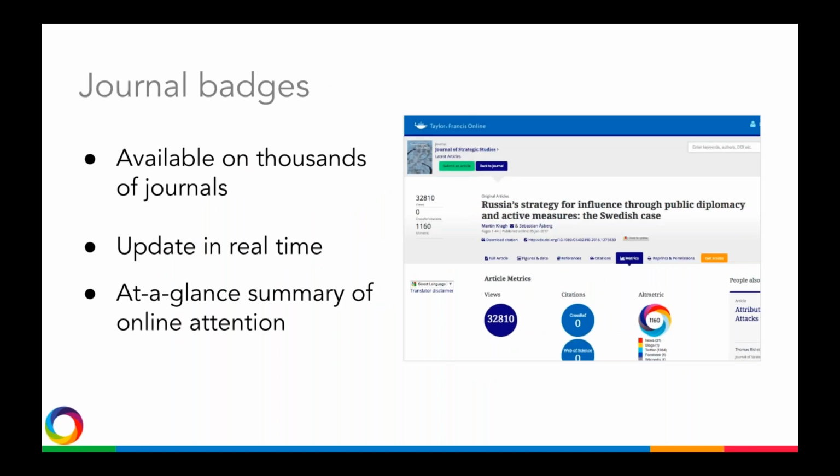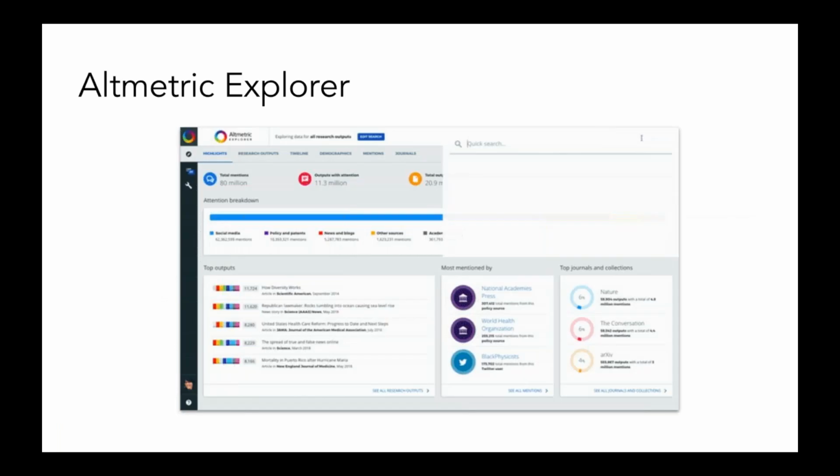So the journal badges are perhaps how most of you have come across our data so far. They're currently available on thousands of journals. The data behind these badges updates in real time, and as I mentioned, they provide that really nice at-a-glance summary of online attention. Many publishers, like you can see here on Taylor and Francis Online, will put the badges alongside citation counts or perhaps downloads of the article to help you build that more complete picture of the impact or the influence that a publication is having.